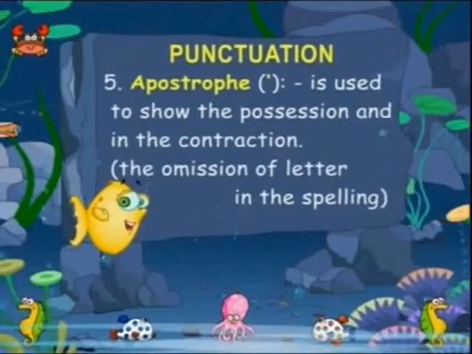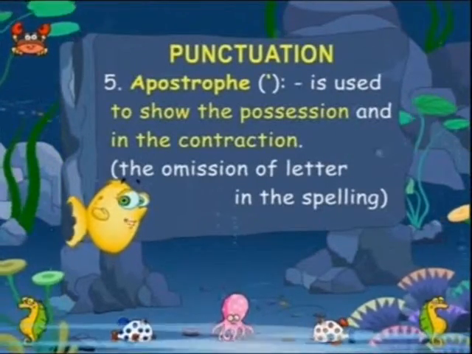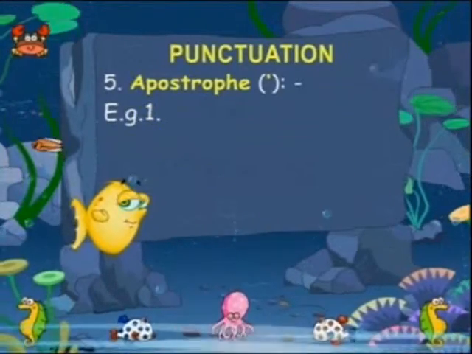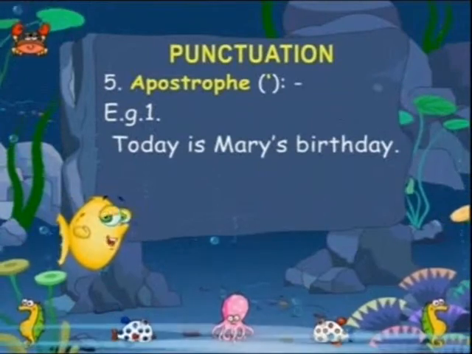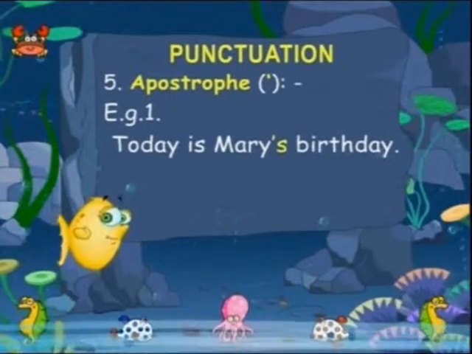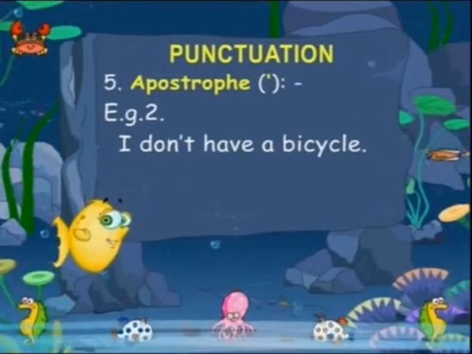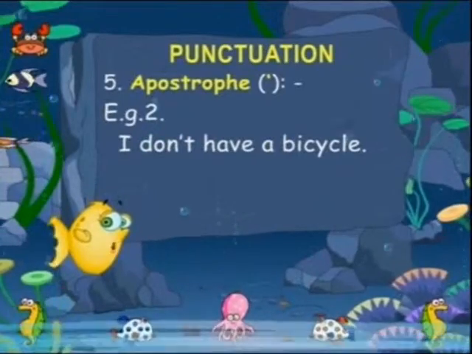Children, an apostrophe is used to show the possession and in the contraction or the omission of a letter in a spelling. For example, today is Mary's birthday. Here, it shows Mary's possession. I don't have a bicycle. Here, it shows the omission of the letter in the spelling, do not.